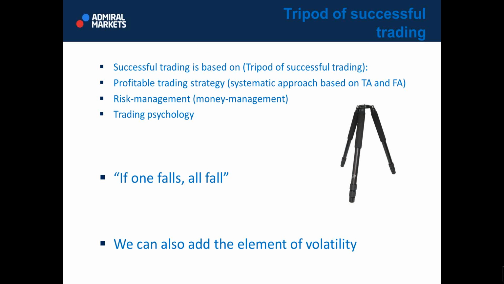And trading psychology is also very important. You need to know when to trade, which market to trade, and not to make any overtrading or revenge trading. If one leg falls, all will fall, and your tripod will crumble. So there is no successful trading anymore. Now, adding to the tripod of successful trading, there is an element of volatility. The element of volatility is basically what gives us the money and what is making us the money in the Forex market.